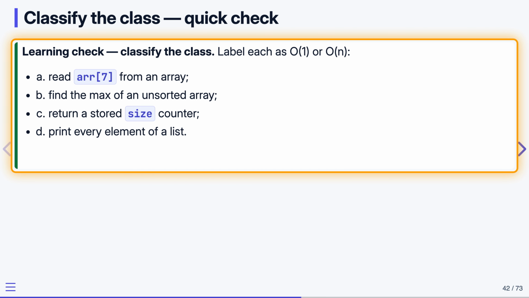Now a quick check. Label each one as big O of 1 or big O of n: reading R at index 7, finding the largest value in an unsorted array, returning a stored size counter, printing every element of a list. Try it before the answer.